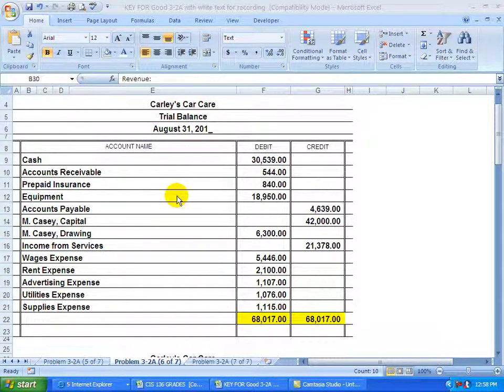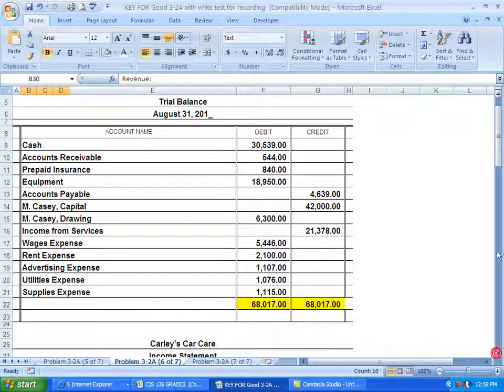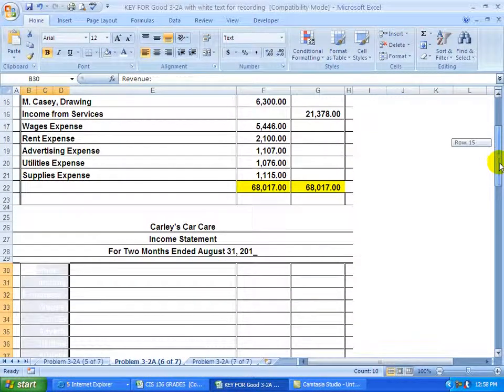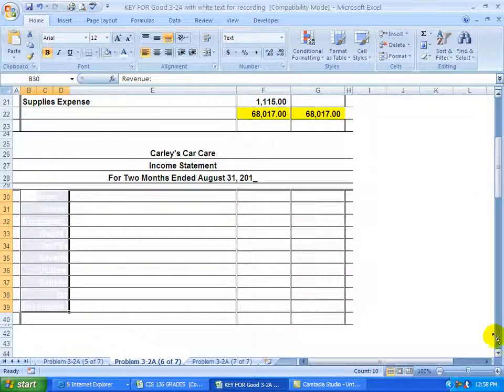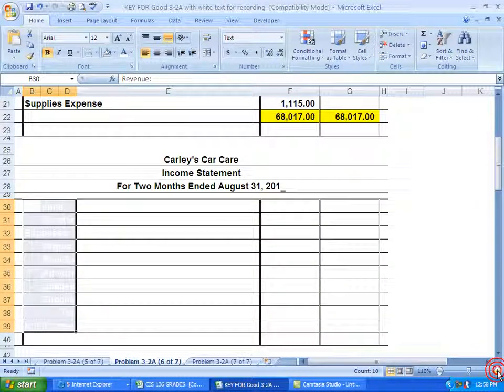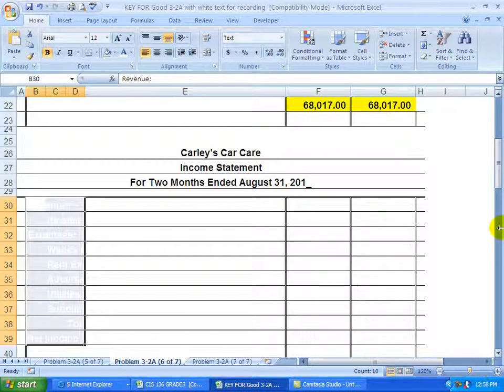Okay, so this will be moving from the trial balance and doing the financial statements. Here is the trial balance, so this is after all the journalizing and posting has been done. All the accounts have been listed with their ending balances, and then the debits need to equal the credits before you continue on. The next thing that we would be doing would be the income statement, which is where we compute the net income or net loss for the fiscal period.